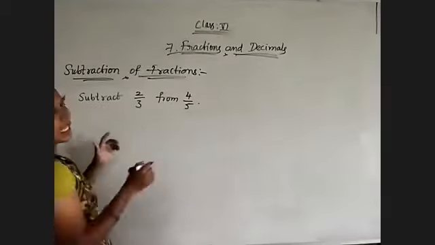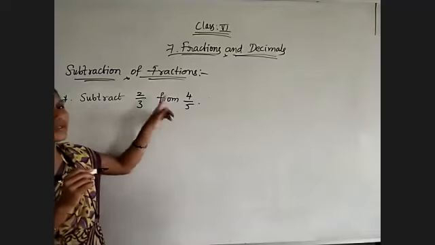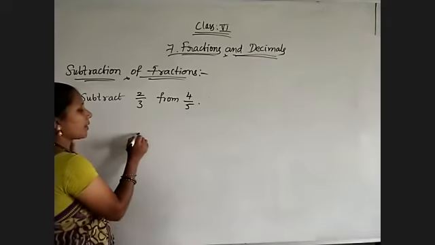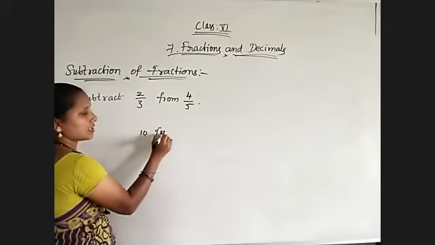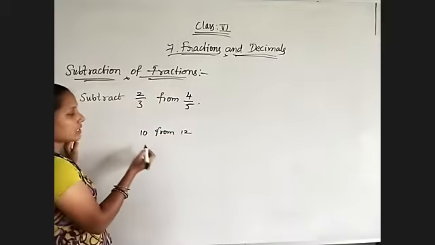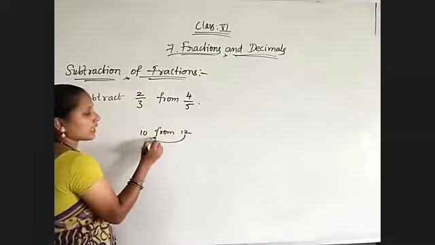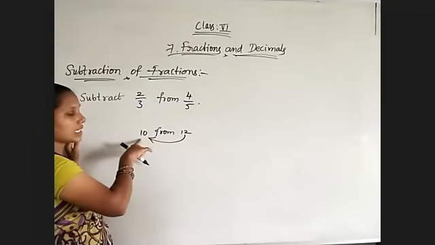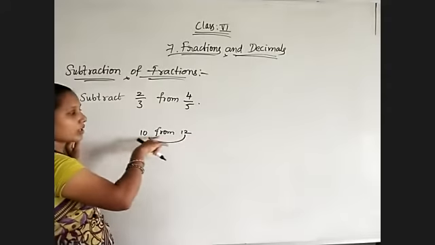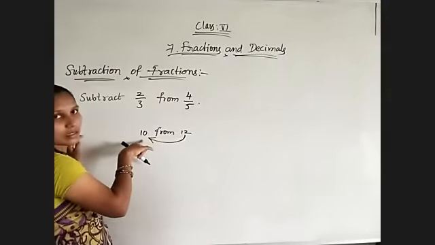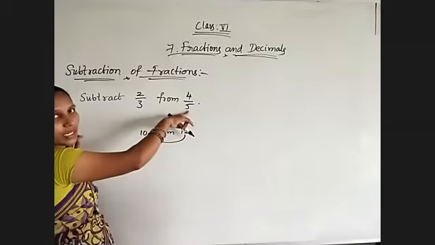So whenever they are given, subtract one of the fractions from the other. For suppose, subtract 10 from 12. For suppose like this they are given. Means subtract 10 from 12. 12 we need to take first. 12 is the minuend and 10 is the subtrahend. Okay. So 12 minus 10 we need to do. Second one we have to take first.